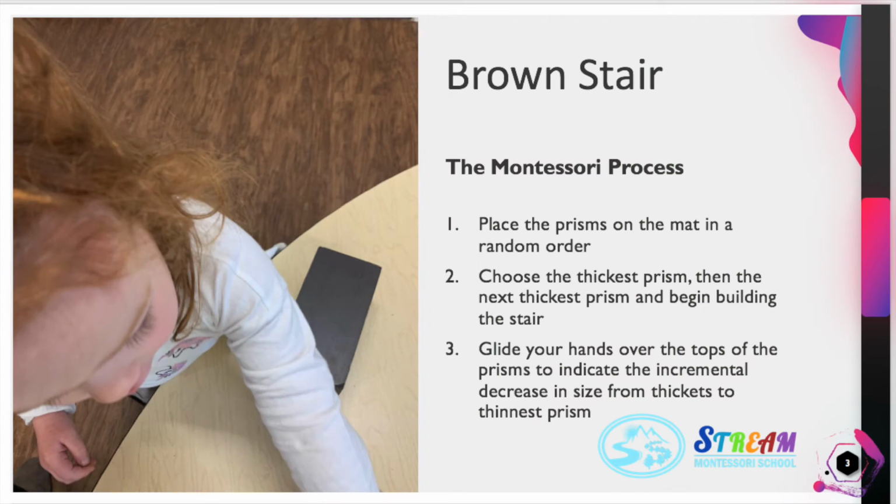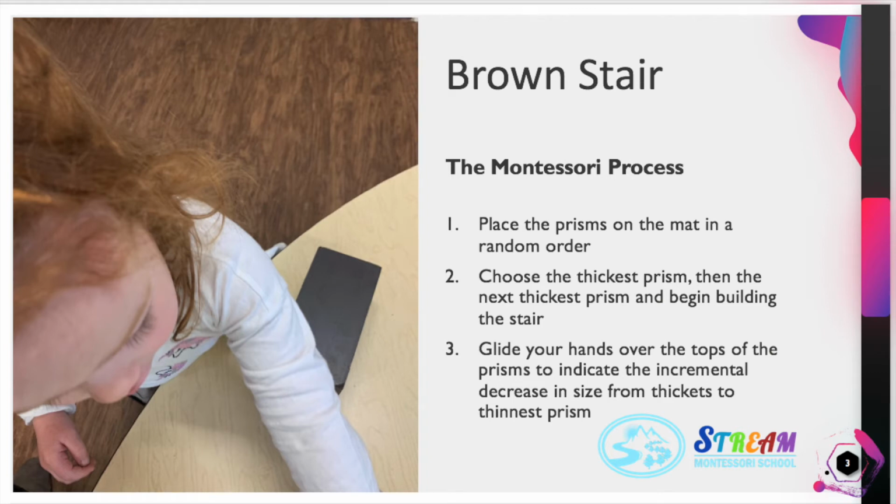Children who have difficulty with the activity as given can work with a subset of the brown stair. For example, if they are unable to carry or manipulate the largest prisms, they may work with only the 5 smallest prisms, or if the children are unable to discern the differences between the consecutive prisms, they can work with every second prism. Muscle memory.